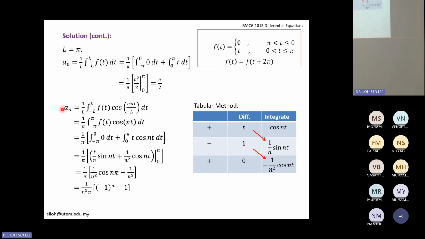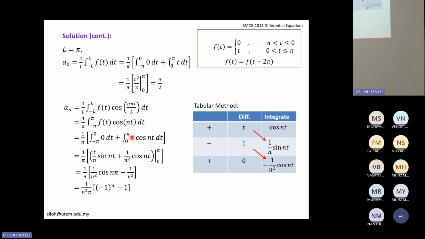Next, An. Substitute pi into all this L. When L is pi, you can cancel out the pi here with this pi, so your angle will be nt only. From -pi up to pi, we will break this integration into two parts. The first function f(t) is 0, and the other one is t.